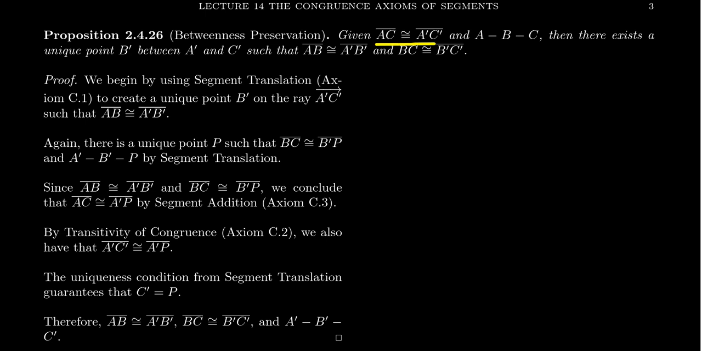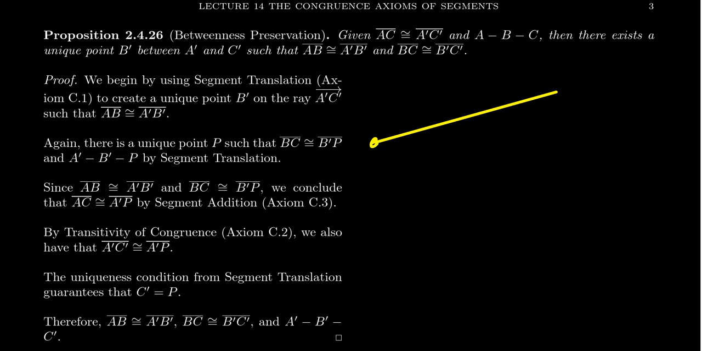Imagine that we have a segment AC that's congruent to another segment A prime C prime, such that the point B sits in between A and C. So then betweenness preservation is going to guarantee that there exists some point, a unique point B prime, that's between A prime and C prime, such that AB is congruent to A prime B prime and BC is congruent to B prime C prime. So in picture, we're thinking of the following situation.